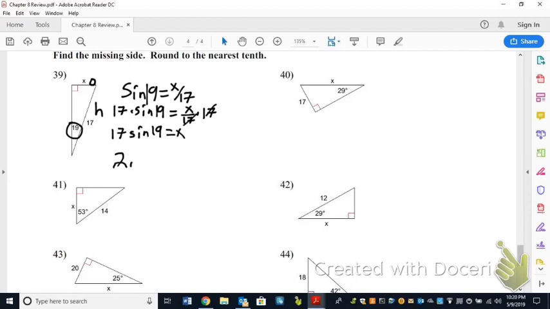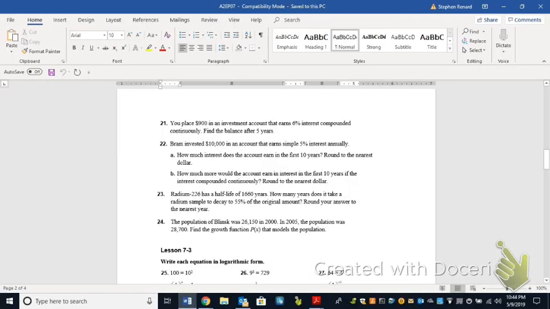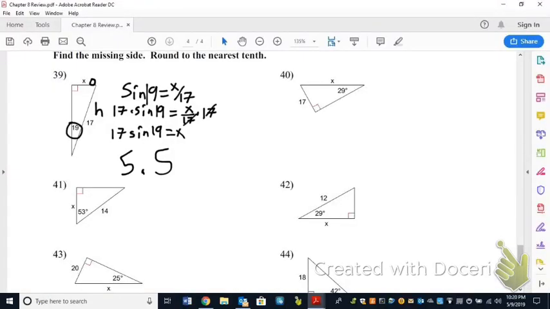When I plug that into my calculator, I get 2.7. I think I may have plugged in 17 sine 9. If I did that, then that answer is wrong. I don't have my calculator on me, though. So, hold on just a second. And we get 5.5. So, moving on, like nothing ever happened.